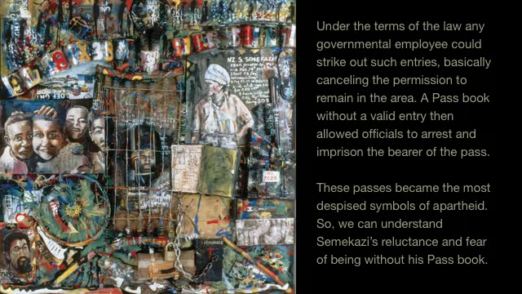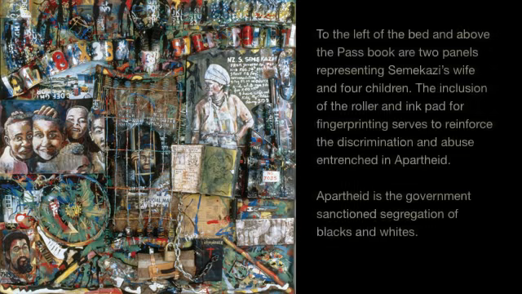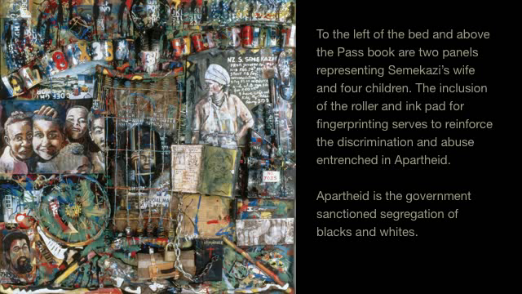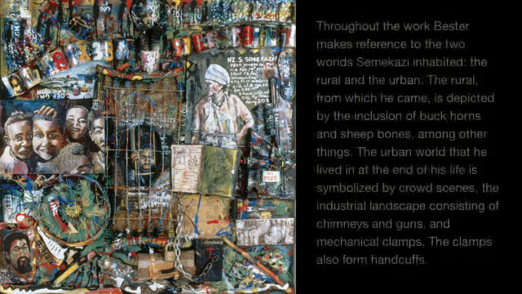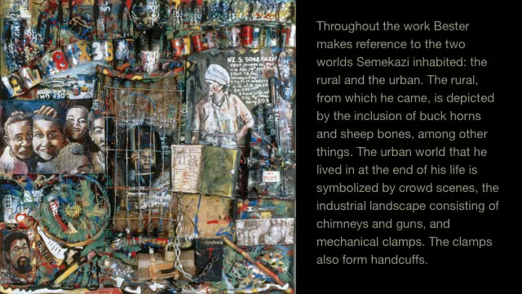To the left of the bed and above the passbook are 2 panels representing Samokazi's wife and 4 children. The inclusion of the roller and ink pad for fingerprinting serves to reinforce the discrimination and abuse entrenched in apartheid. And let me explain what apartheid is. Apartheid is the government-sanctioned segregation of blacks and whites. Throughout the work, Bester makes reference to the 2 worlds Samokazi inhabited, the rural and the urban.